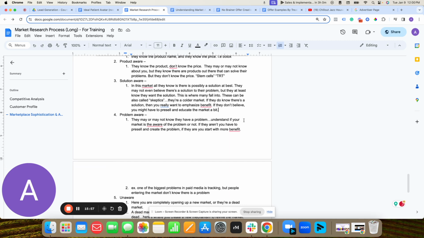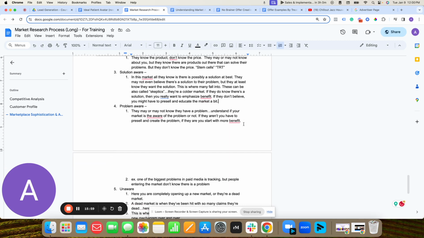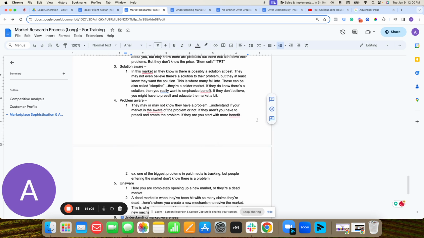And then there's problem aware. They may or may not know that they have a problem. Understand if your market is aware of the problem or not. If they aren't, you have to pre-sell and create the problem. If they are, start with more benefit.